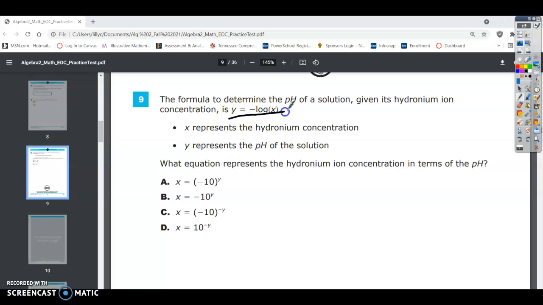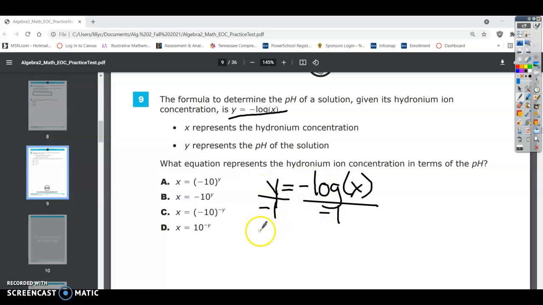All right, so we're given this equation. So we're given a logarithmic equation, y equals negative log x. And the first thing we want to do is isolate the logarithm. So when there's a negative there, that's the same as a negative 1. It's just got a coefficient of 1 there, even though you don't see it. So we're going to have negative y equals log of x.